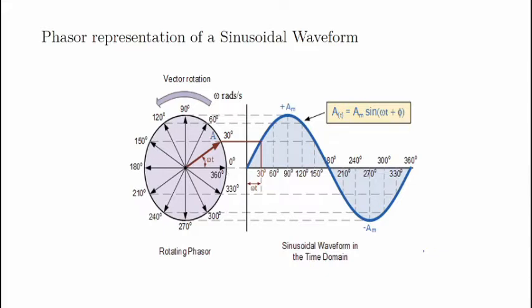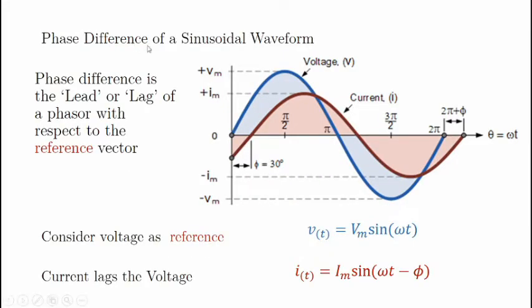And you can see that at each and every point of rotation, it shows a similar position on the sine wave. So as the vector rotates through each different position on the circle, it takes a position on the sine wave and it completes 360 degrees. So from this we can know what is the phase and phase difference of a sinusoidal waveform.